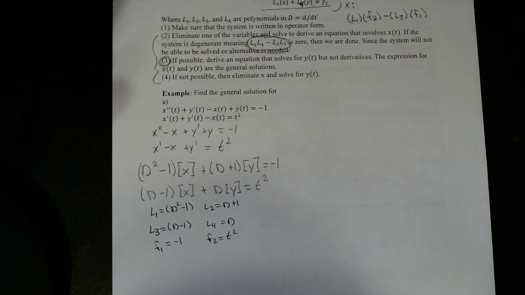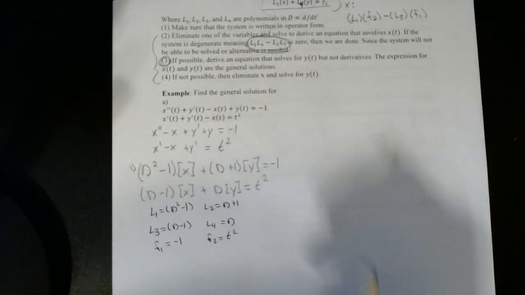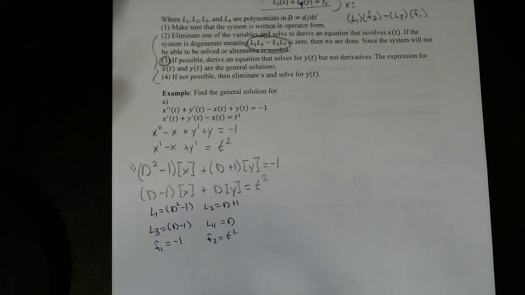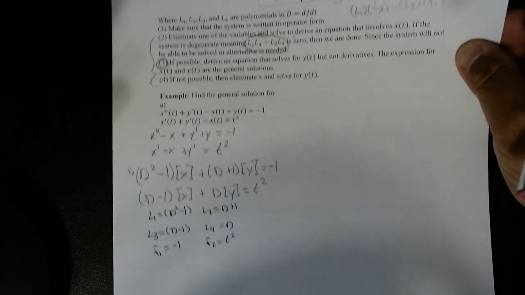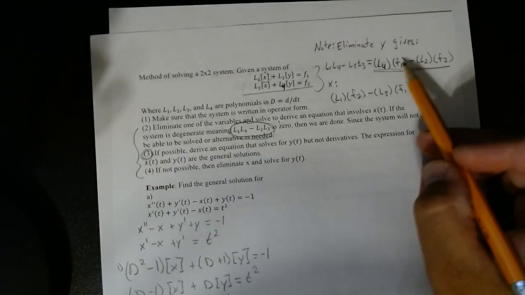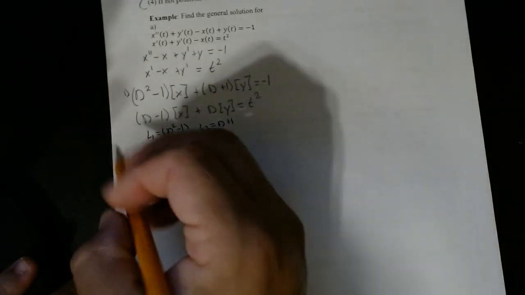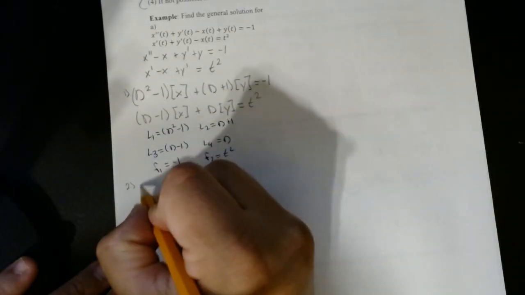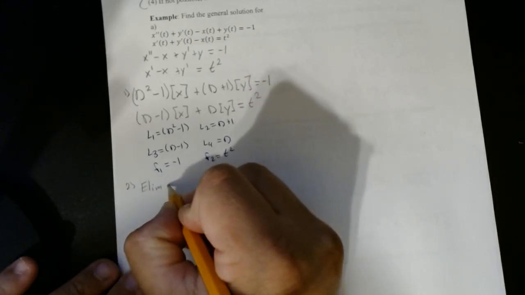So this is step 1. Okay. Now let's go on to step 2. So step 2, let's try to eliminate the y's and see how this is going to work. So in other words, I'm going to follow this process right here. Okay. So let's go on to step 2. We're going to eliminate y.